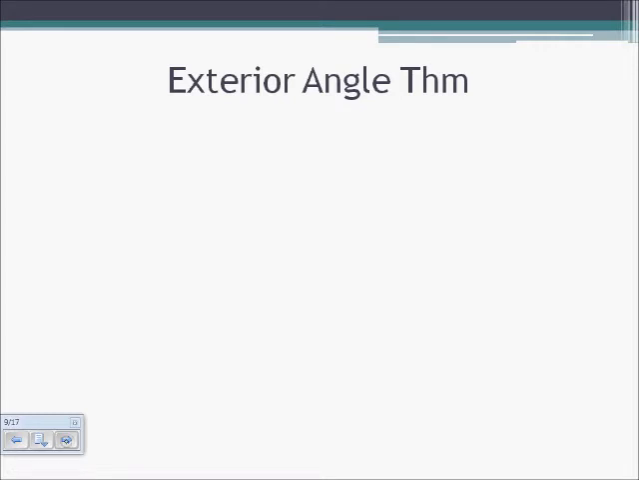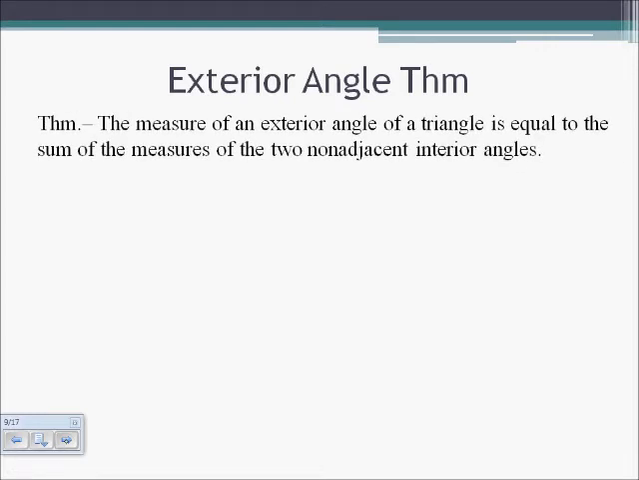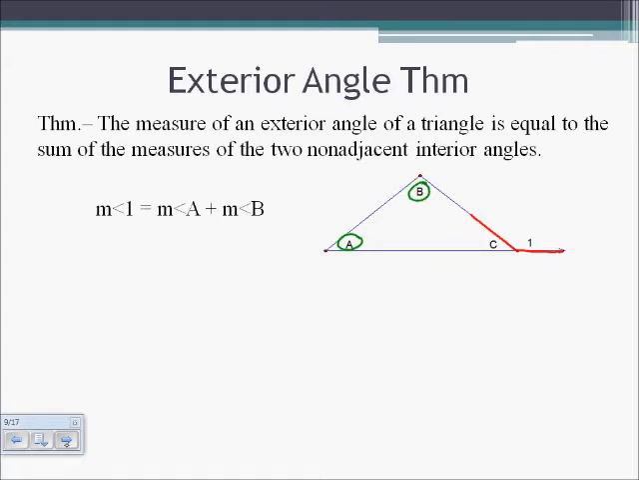Next theorem, exterior angle theorem. Exterior angle theorem states that the measure of an exterior angle of a triangle is equal to the sum of the measures of the 2 non-adjacent interior angles. Let's take a look at a picture here. Exterior angle theorem states that the measure of angle 1 on the exterior of the triangle, highlighted in red, is equal to the sum of the inner 2 opposite angles, the non-adjacent angles. So we have angle A and angle B is equal to the measure of angle 1.